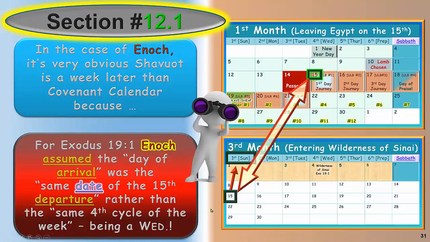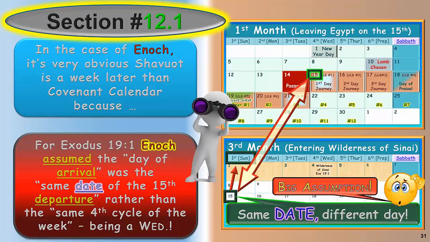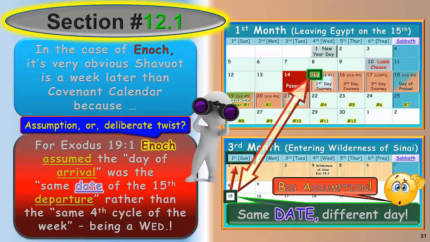So there's more confusion coming from Enoch. This is the same date, but a different day. And that is a very big assumption. Assumption? Or is it a deliberate twist? Is it designed to remove us from Yahuwah's calendar?